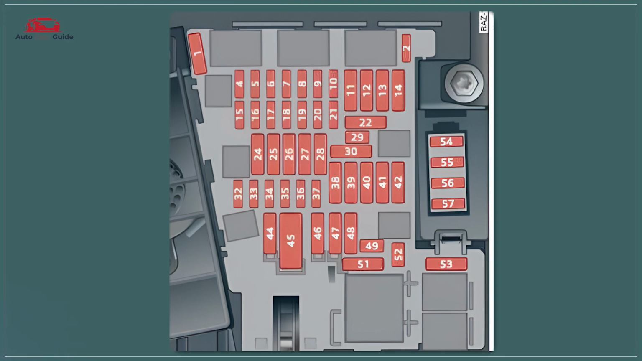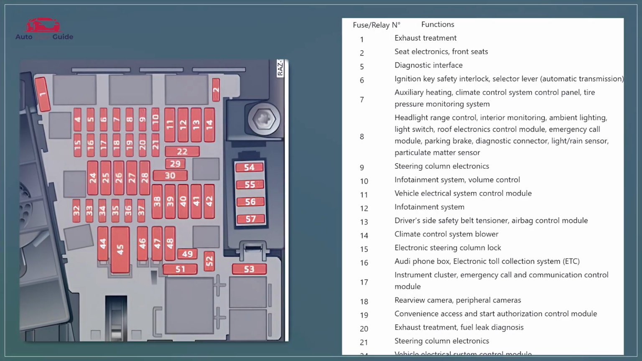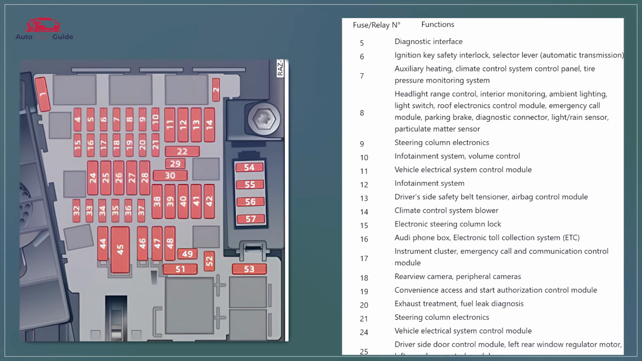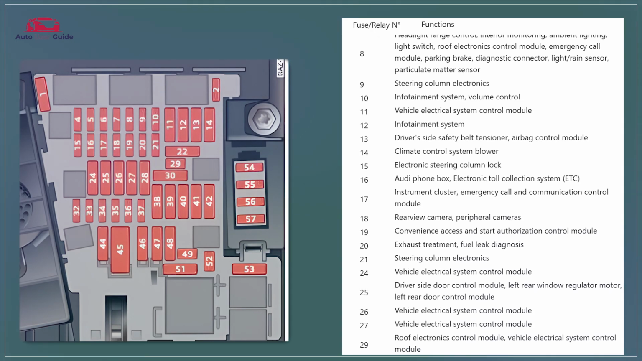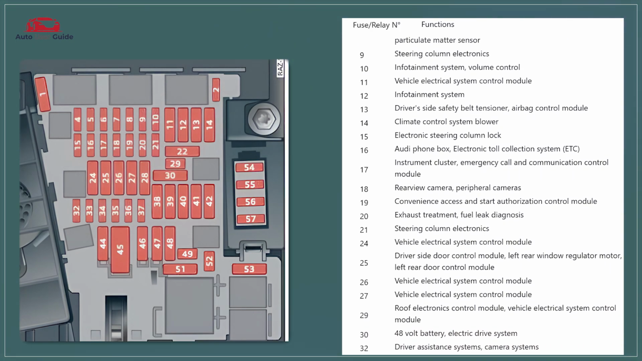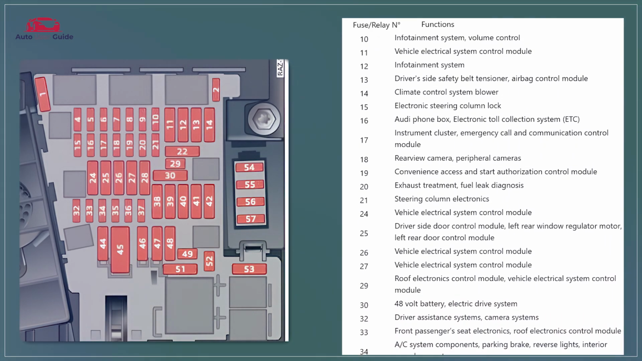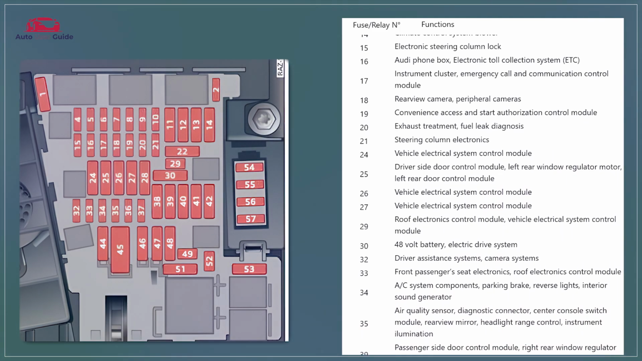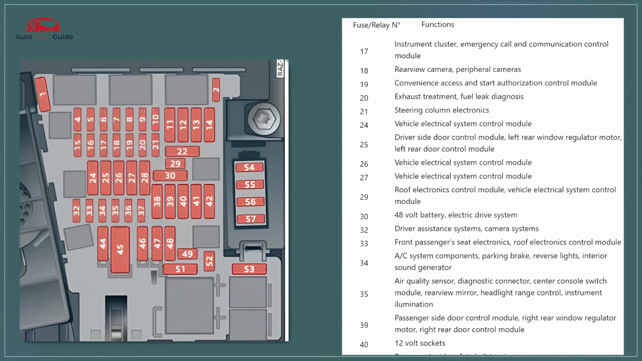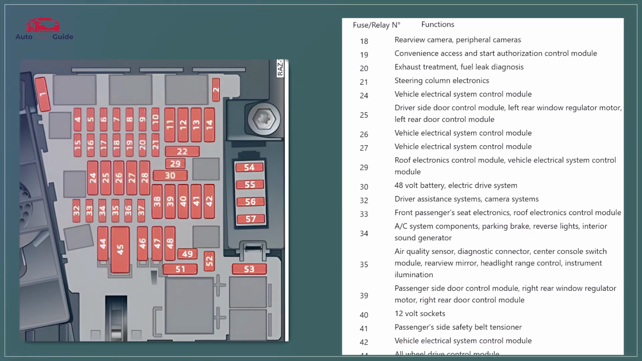The instrument panel fuse box in the 2024 Audi Q3 contains fuses for essential dashboard components, such as the instrument cluster, radio, and interior lights. It is designed to protect these electrical systems from overloads and short circuits. Each fuse is clearly labeled for easy identification and replacement when necessary.